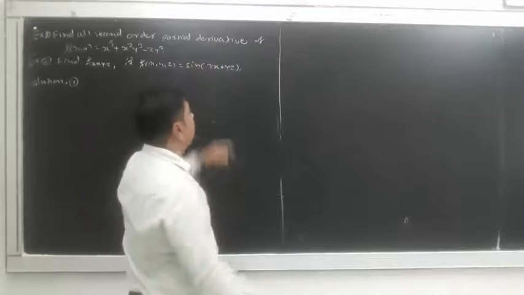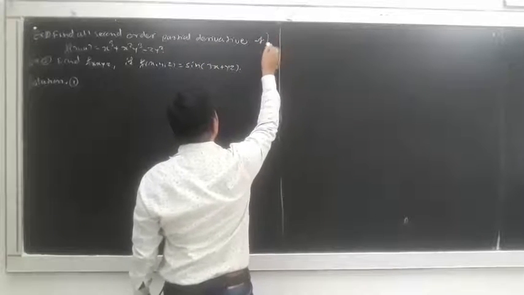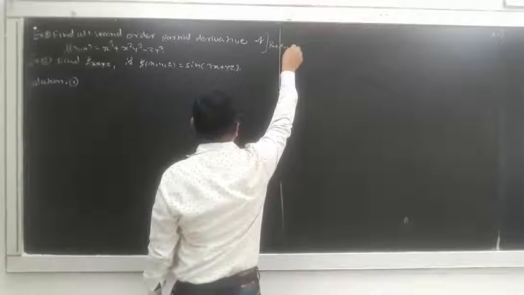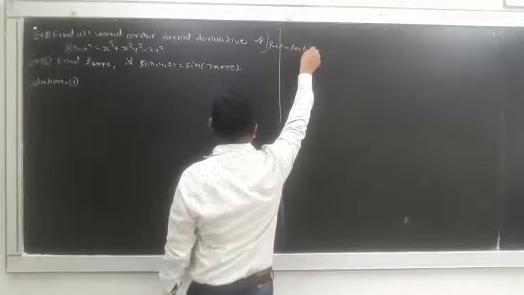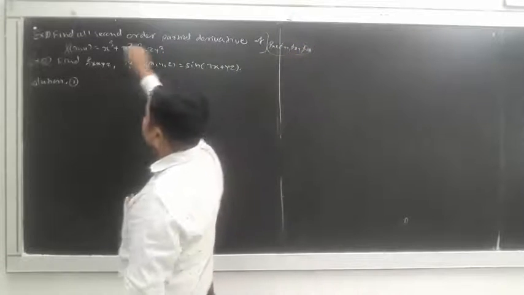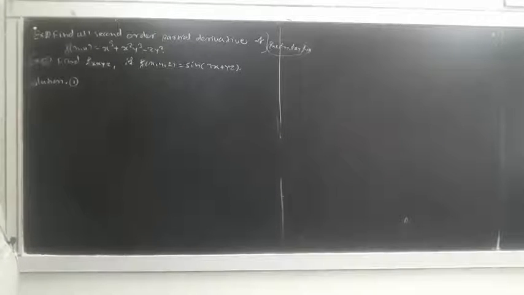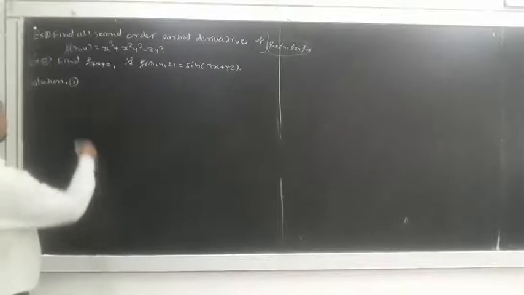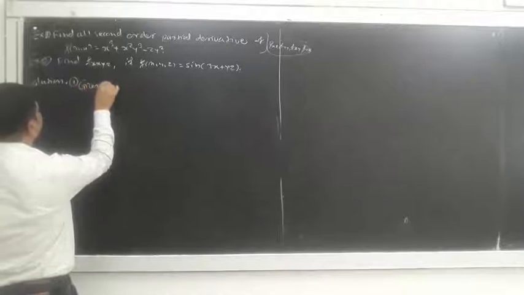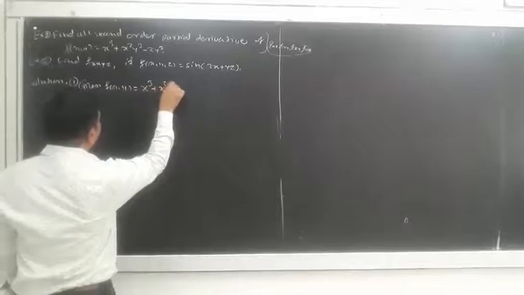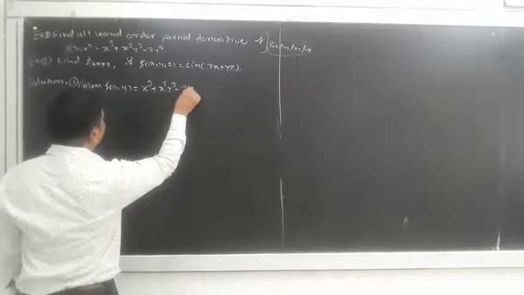What does it mean? Sometimes it is given as: find fx, fxx, fyy, fxy and fyx. Find these if the function is given. For 1 mark, you have to find the second order derivatives. So how do we find this? Write the function first properly: x³ + x²y³ − 2y².